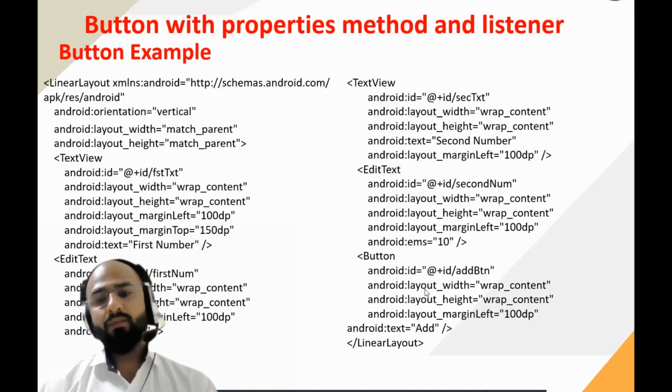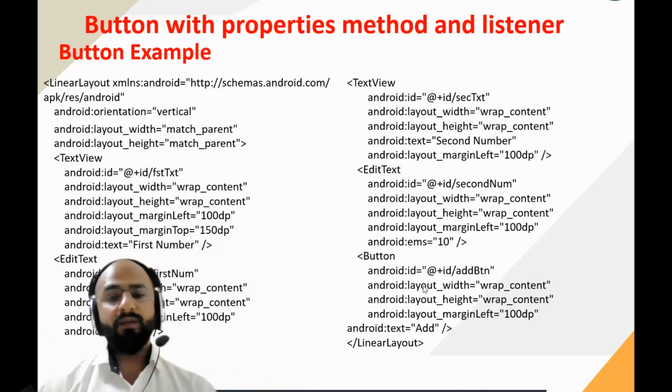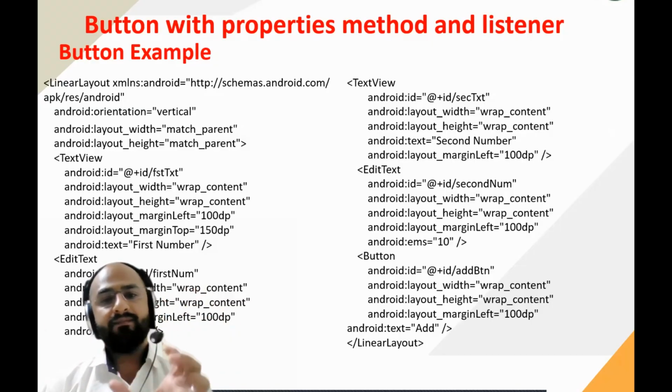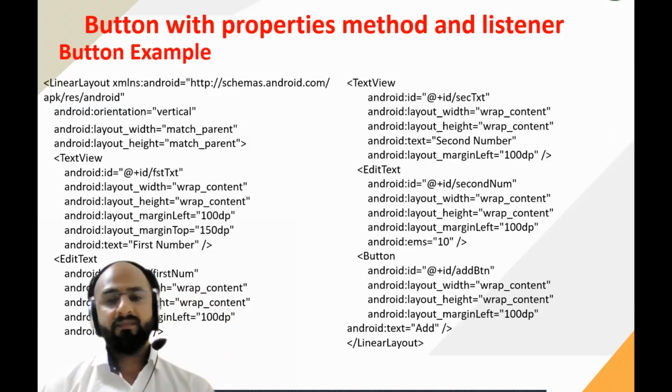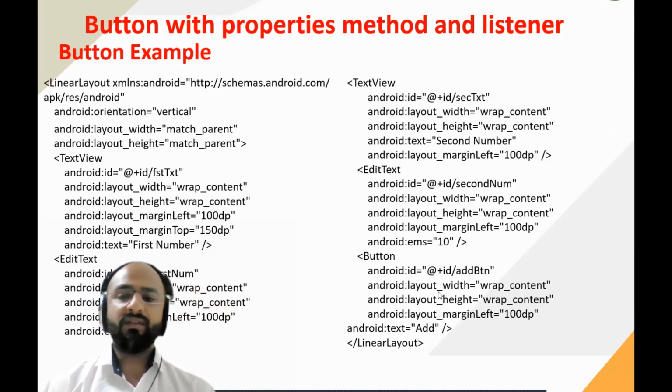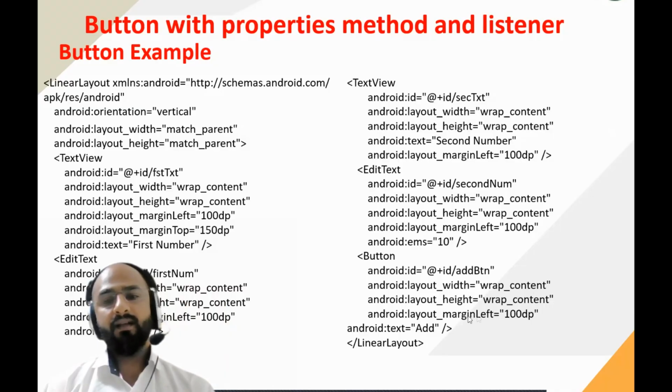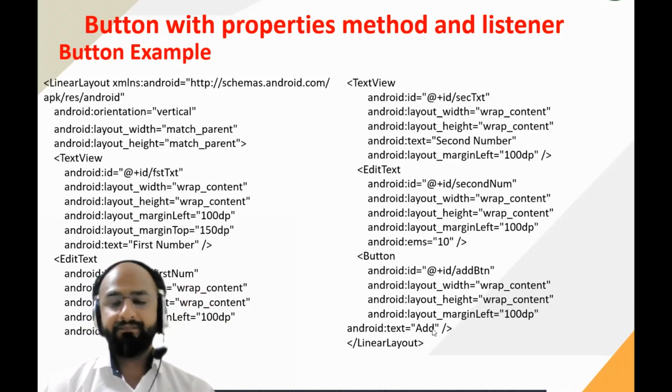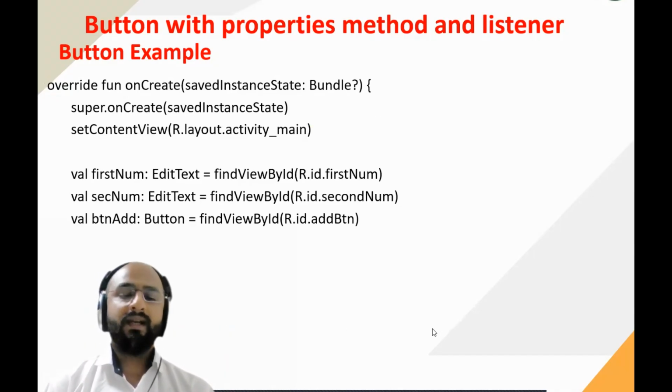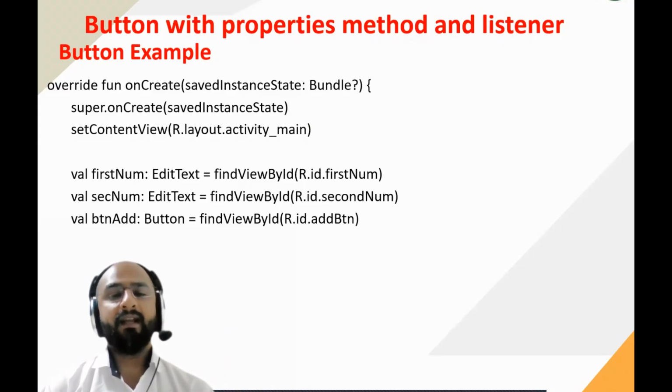And I have taken button over here. So you can see, you can assume the design: text view, edit text, and text view, edit text and button. So the ID of this button is add button. The width of the button is wrap content. The height of the button is wrap content. And the layout margin from text we have given 100 dp. And the text which is written onto that button is add. Now, let's have the KT file now.